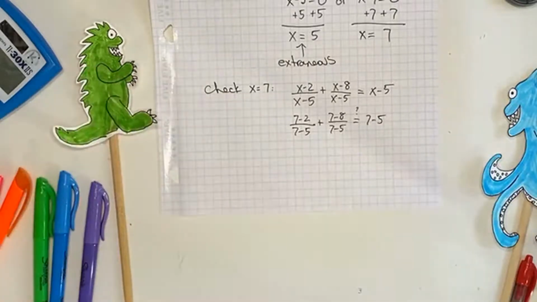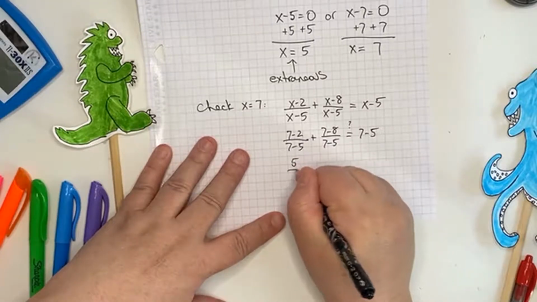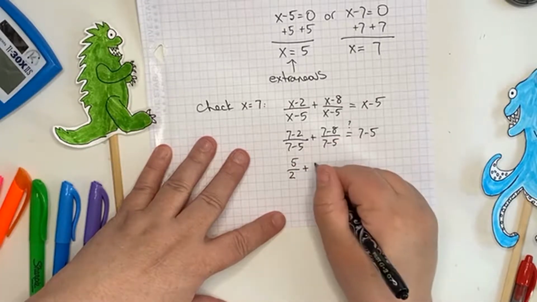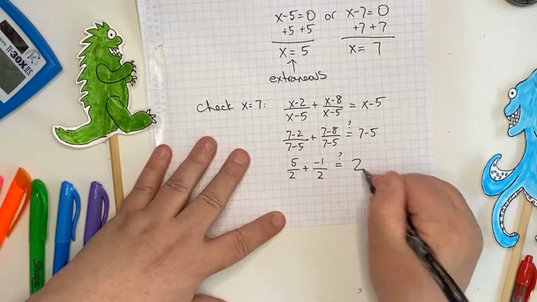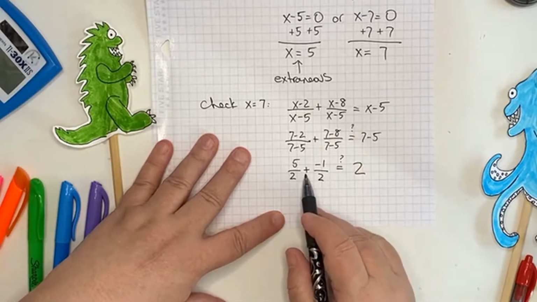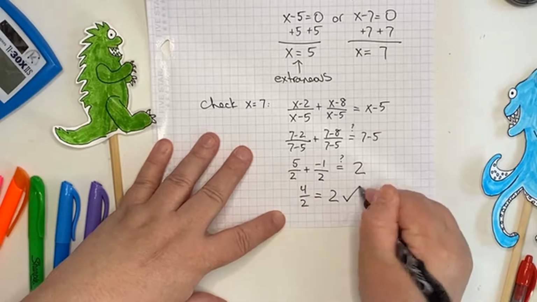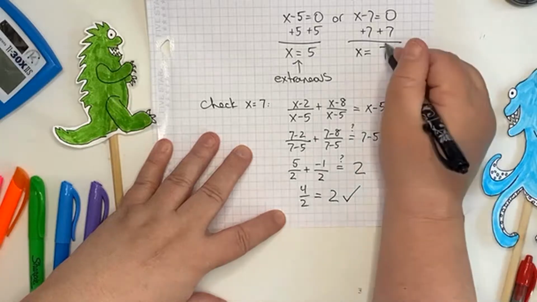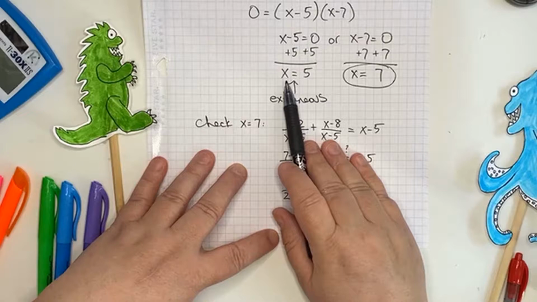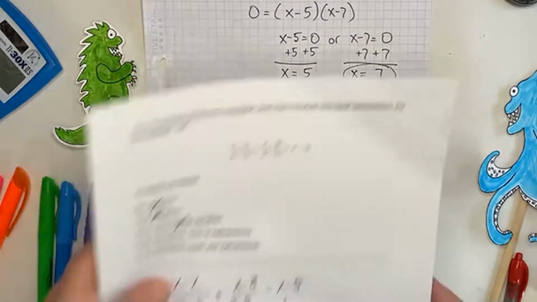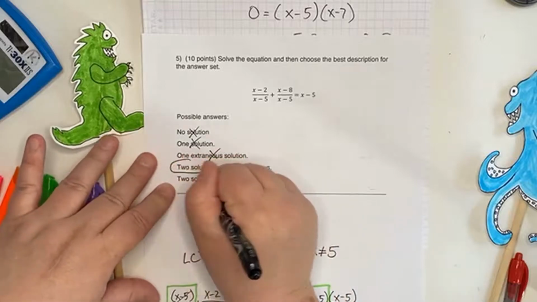So let's see. I've got 5 halves plus negative 1 half. Does that equal 2? Well, 5 halves plus a negative 1 half is 4 halves, which equals 2. Oh my gosh! X equals 7 is correct. So I've got this answer, and then I've got an extraneous answer. So let's take a look. 2 solutions, 1 is extraneous.